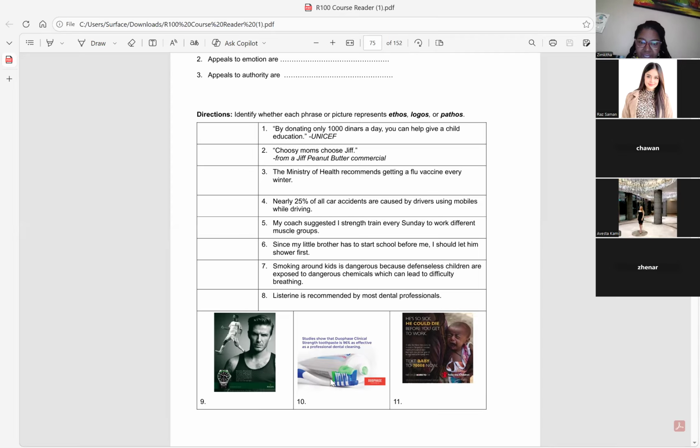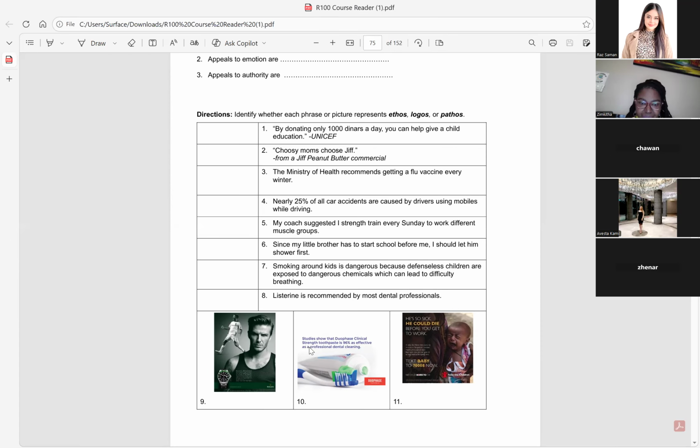Picture number 10. "Studies show that dual phase clinically strengthened toothpaste is 96% as effective as professional dental cleaning." So what do you think number 10 is representing? Raz?